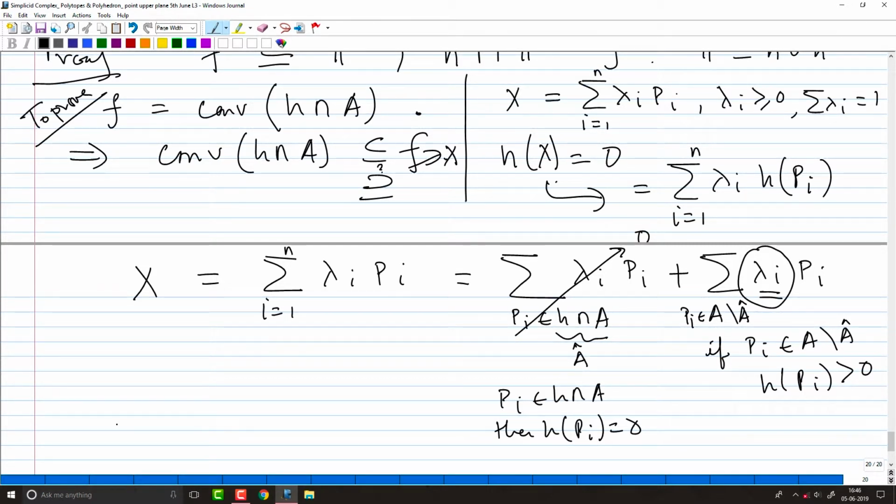So, what does that mean? In the representation of X, I can forget this term completely. It is just some convex combination of the points in H intersection A, but that means X is in the convex hull of H intersection A. So, this is the proof.